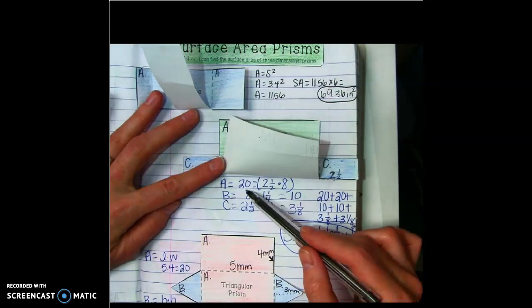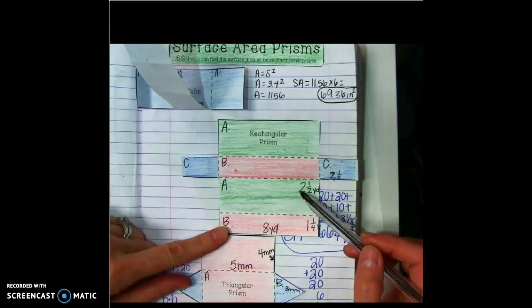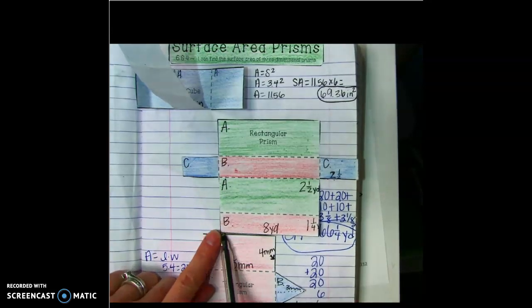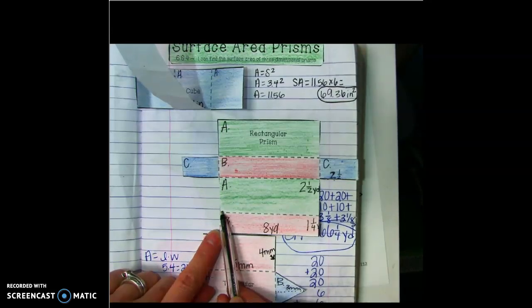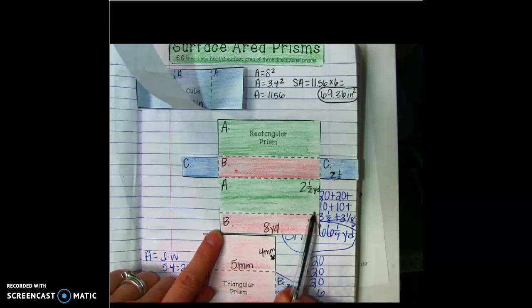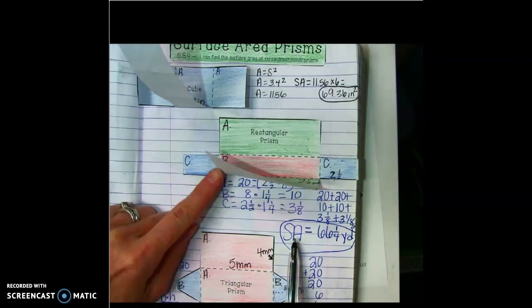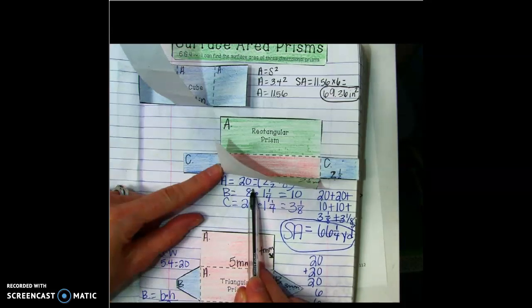Okay, so A, here's my A. If B from here to here is 8 yards, I know that my base, or my length from here to here, is 8 yards. So to find the area of A, I'm going to say 8 times 2.5. 8 times 2.5 gave me 20.